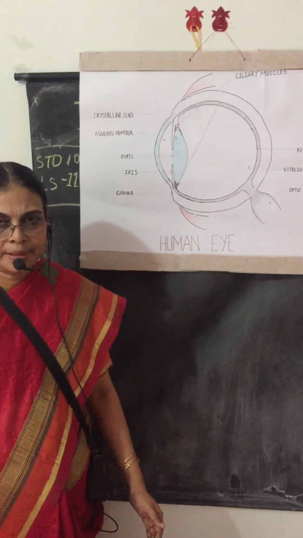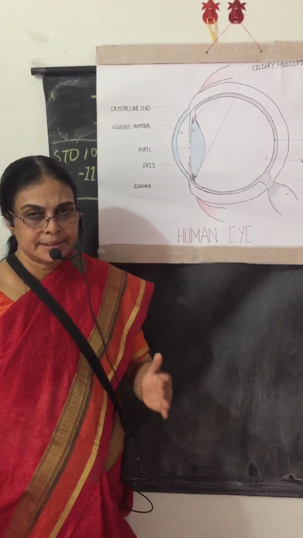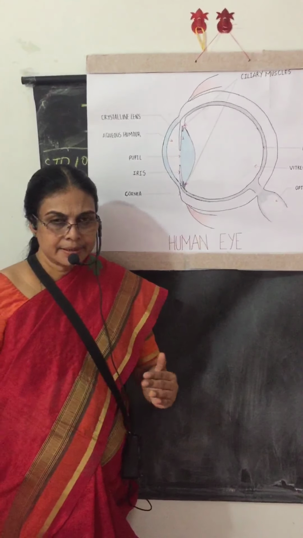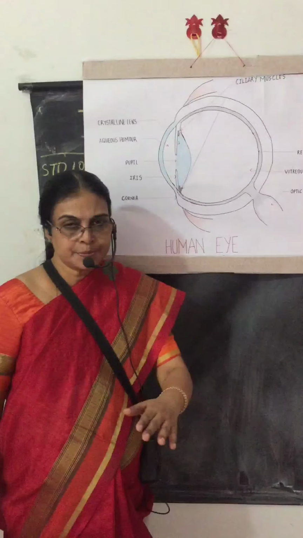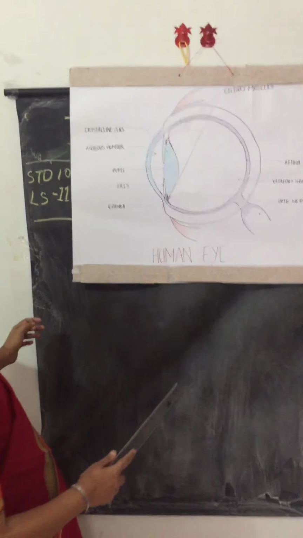Today I am going to explain about the structure of human eye. Human eye is just like a camera. It consists of different parts and each part has its own function. Now let us see this diagram.